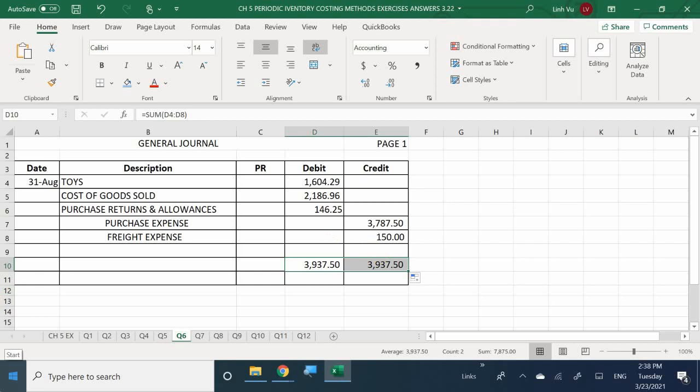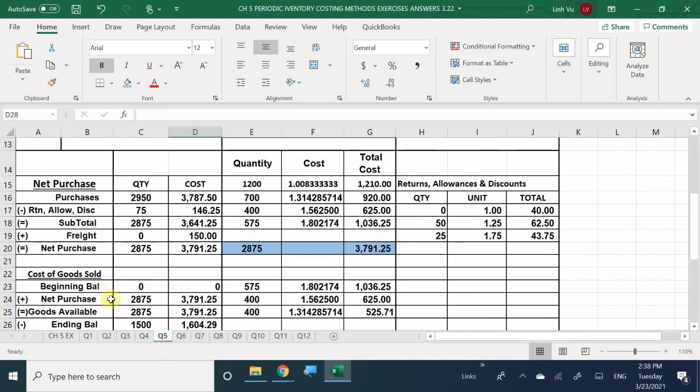Okay. I just have one question. Going back down, when we did the inventory on the cost, like on the 1200, you have 1.008 on the cost. Yeah, right there. How did you get that again?